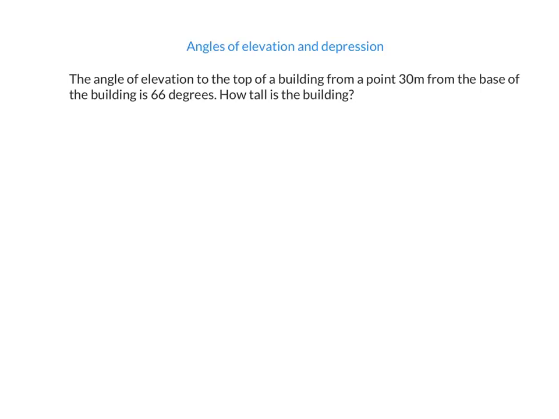So let's start by drawing a diagram. So we've got our building here, and we're talking about a point 30 meters away. Okay, so your diagram doesn't have to be to scale, okay? Now, what do I mean by angle of elevation and depression? So elevation is the angle going up, depression is the angle going down. So what I'm going to do is just draw some lines here.